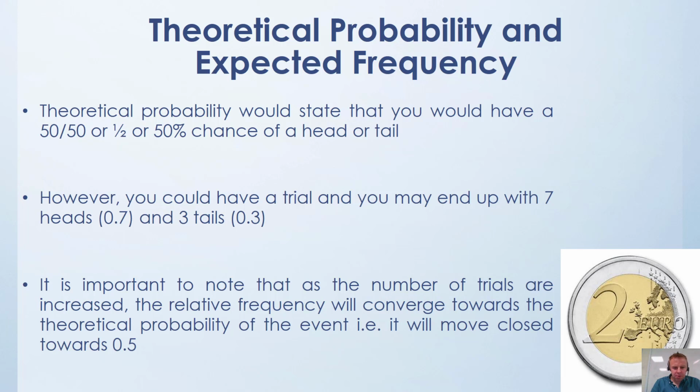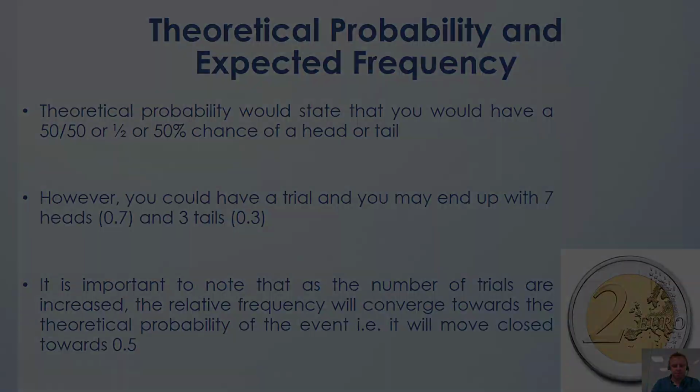But what is important to note is that as the number of trials is increased, the relative frequency will converge, will move towards the theoretical probability of the event. So in this case, you might start off with 0.7 and 0.3, but as the trials increase, it will eventually move to 0.6, 0.4, 0.55, 0.45, and eventually it will move towards the theoretical probability.